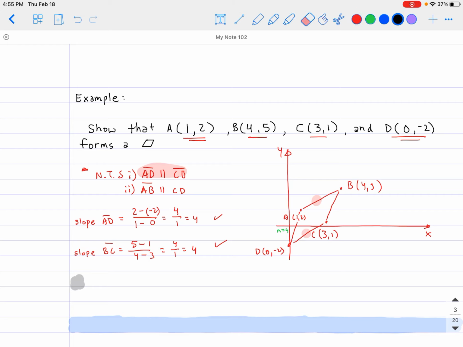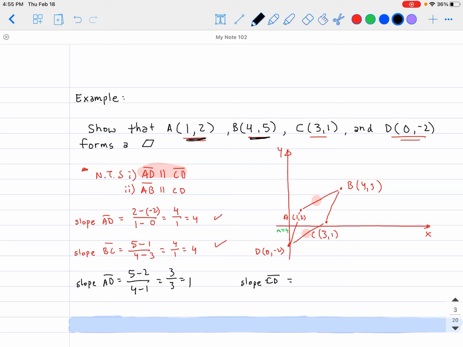The slope of, what is it? AB in this case. So let's go ahead and use black in this one. So I want to find out what is the slope of AB. So that's this guy and this guy over here. So that's 5 minus 2 divided by 4 minus 1, which is equal to 3 divided by 3, which is equal to 1.